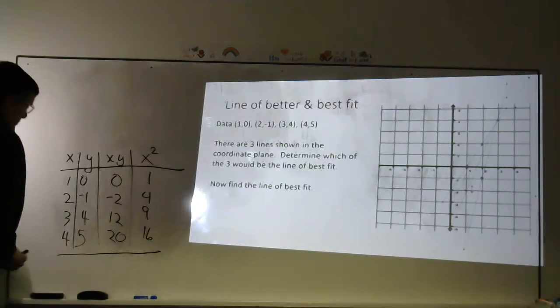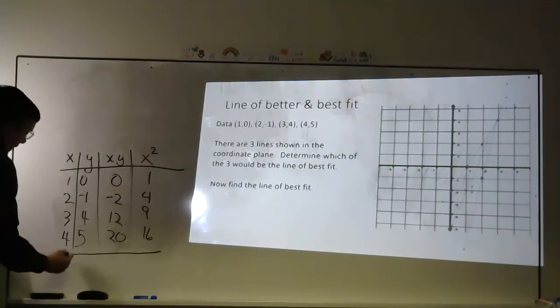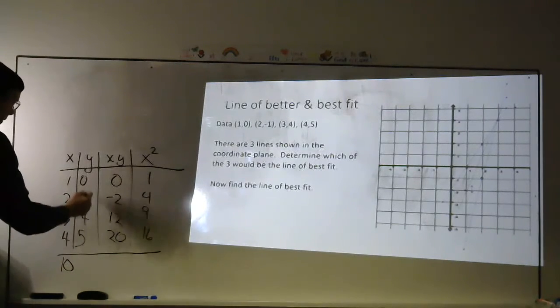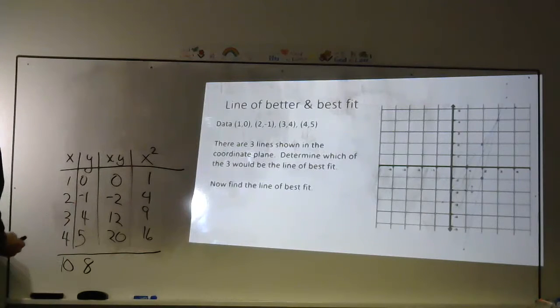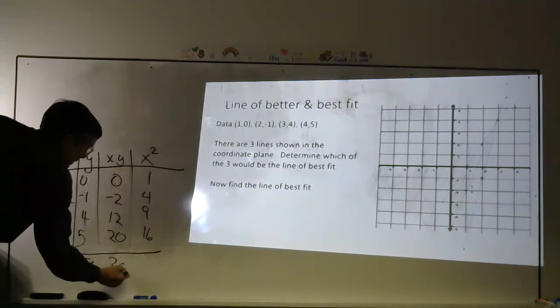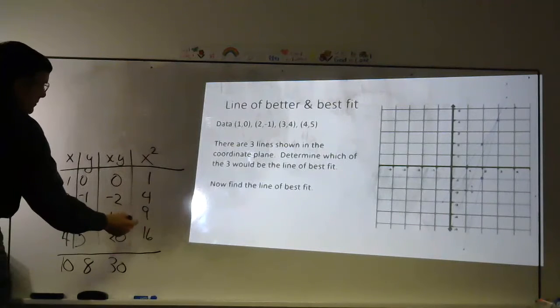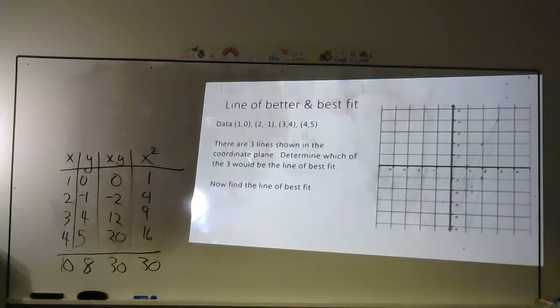Now get the totals. Okay? The x's add up to 10. The y's add up to 8. The xy's add up to 30. And the x squareds add up to 30. That's odd, 30 and 30. But I think it's right. Okay, let's go back and get the formula.